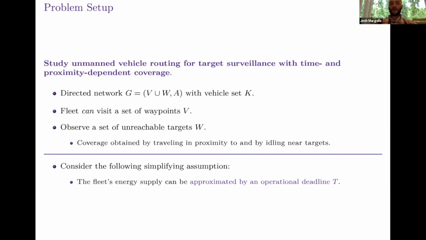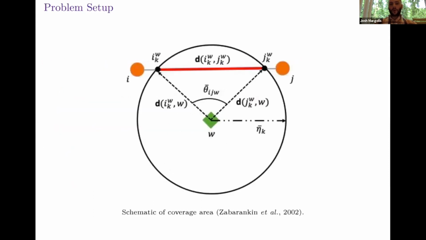One thing with unmanned vehicles that we're going to account for is their energy supply, and we're going to approximate that by some operational deadline, which we're going to call T. So in terms of coverage, real quick, if I have some target W and some nodes I, J, the amount of time that we're really curious about from traversing arc IJ is what's highlighted in red here. It's how much is in that coverage area defined by that target. So I really need to know the length of that intersection, but also how much time I'm spending within it as well. And we do that via pre-processing.